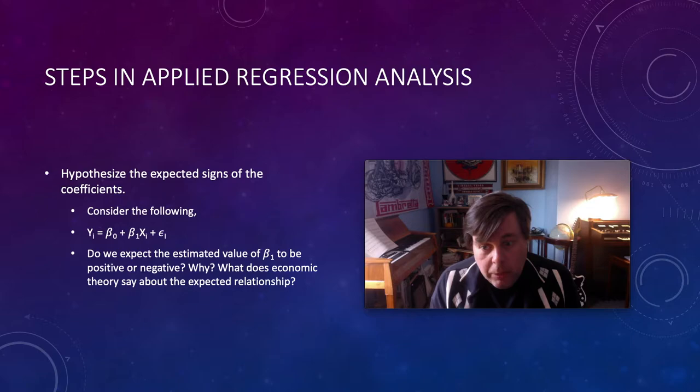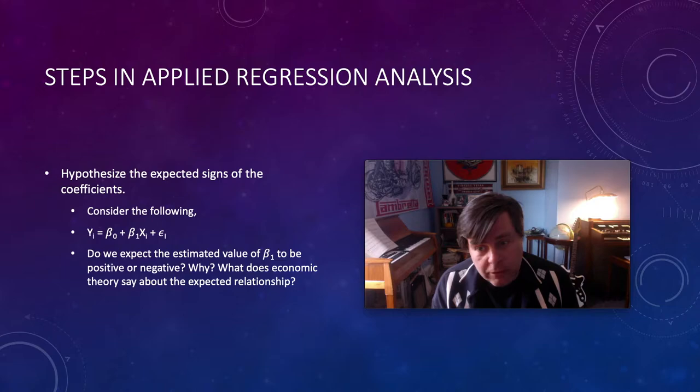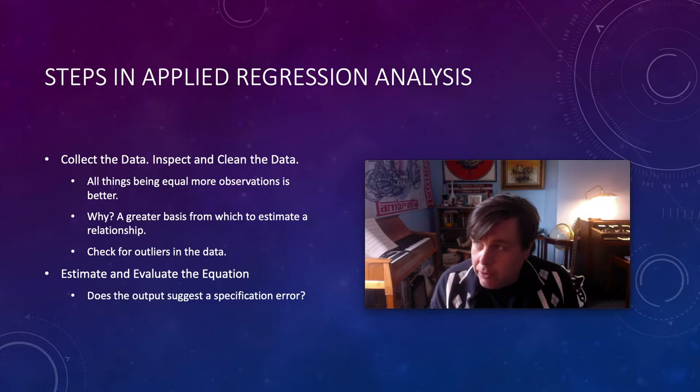We want to be thinking about what economic theory says about these types of relationships. Now, as I mentioned in the previous video, just because a sign, even a hypothesized or estimated sign, goes against economic theory does not necessarily mean that you've done something wrong, okay? But it does tell you that that is going to require additional scrutiny. You're going to have to think real carefully about whether that result is right, and you're going to have to test a little bit to see whether that makes sense or not.